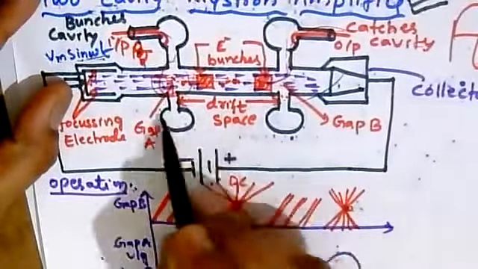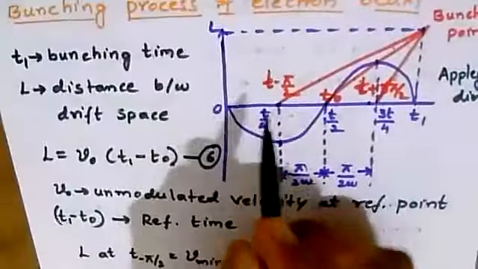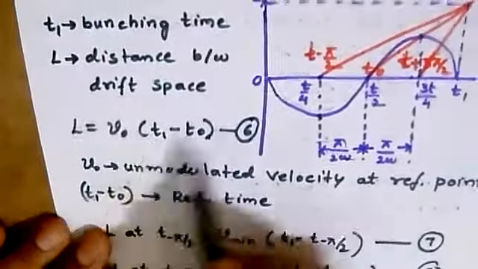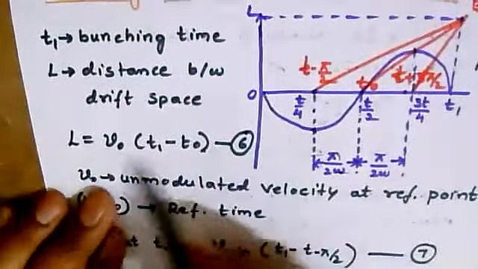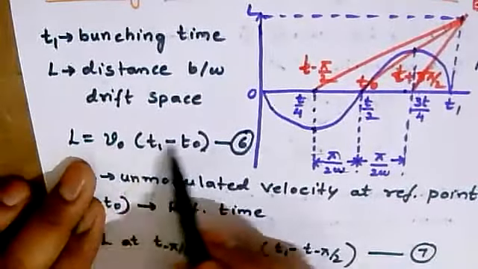The space between the two cavities is being taken as drift space. We know that velocity is equal to distance by time, so up to equation 5 it is being considered. Now I am taking equation 6: velocity is equal to distance by time, and distance is equal to velocity into time.